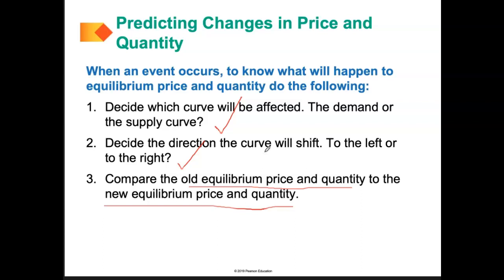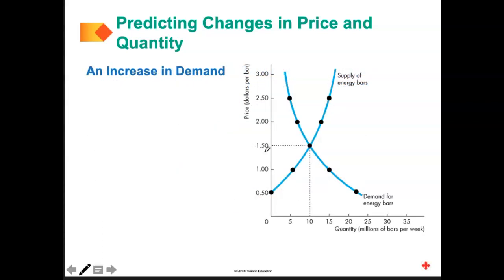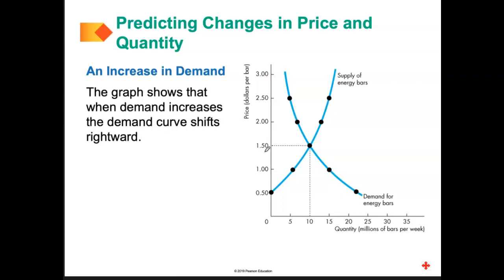So the first thing we're going to take a look at is an increase in demand. When there's an increase in demand, where does the demand curve shift? The demand curve will shift to the right. Yes, you're correct. Again, we're going to compare the old equilibrium to the new equilibrium. This is our old equilibrium point A, and we compare it to the new equilibrium point. Equilibrium is the point where demand intersects supply, so we have point B. We'll look at what happens to price and to quantity.